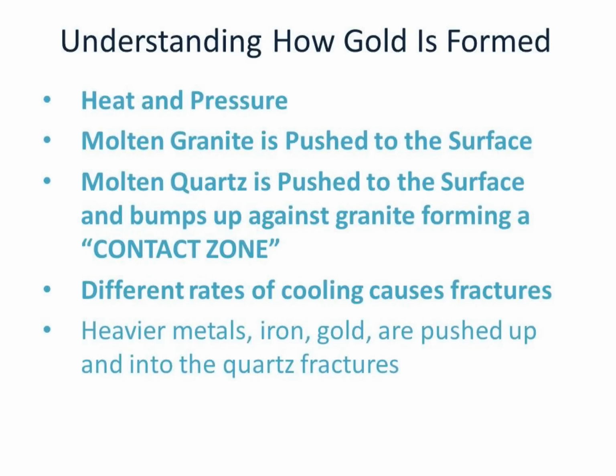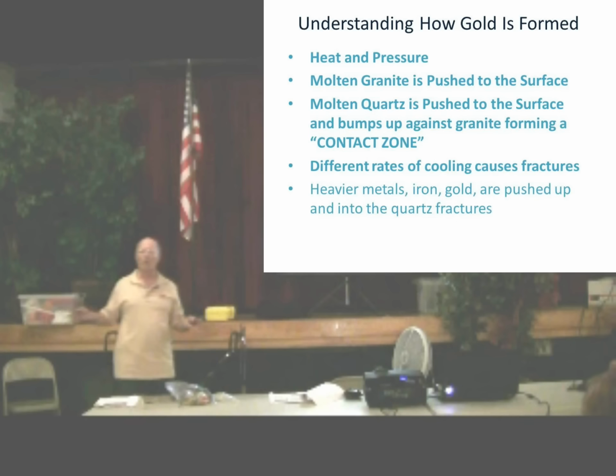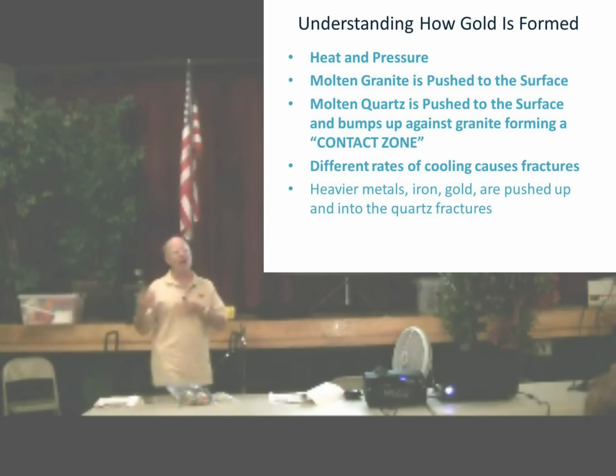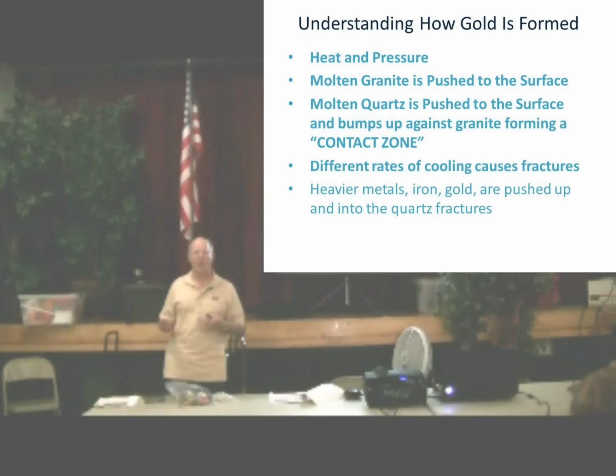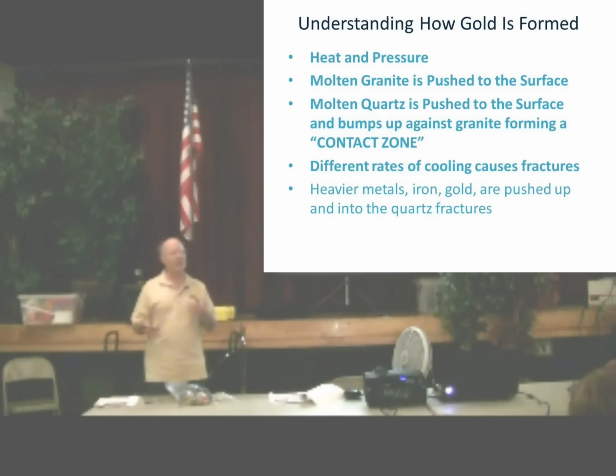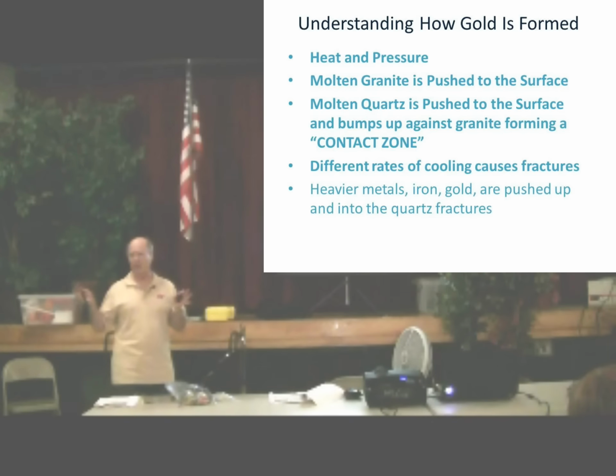Okay, I want you to understand how gold is formed. Heat and pressure. First thing that happens is molten granite is shoved to the surface. There's other ways we can think that gold has been formed. I'll get into that a little bit. But for the most part, especially in the areas that we're at where most of the host rock that we're seeing is quartz, this is usually what happens.